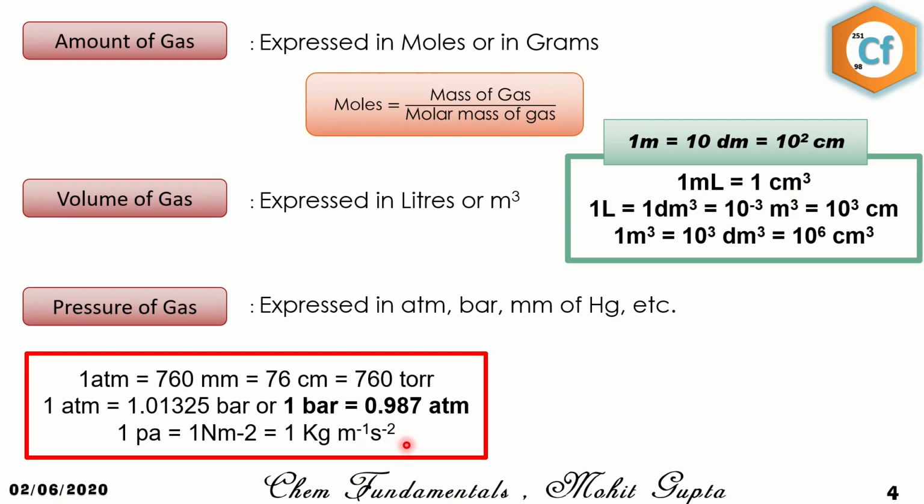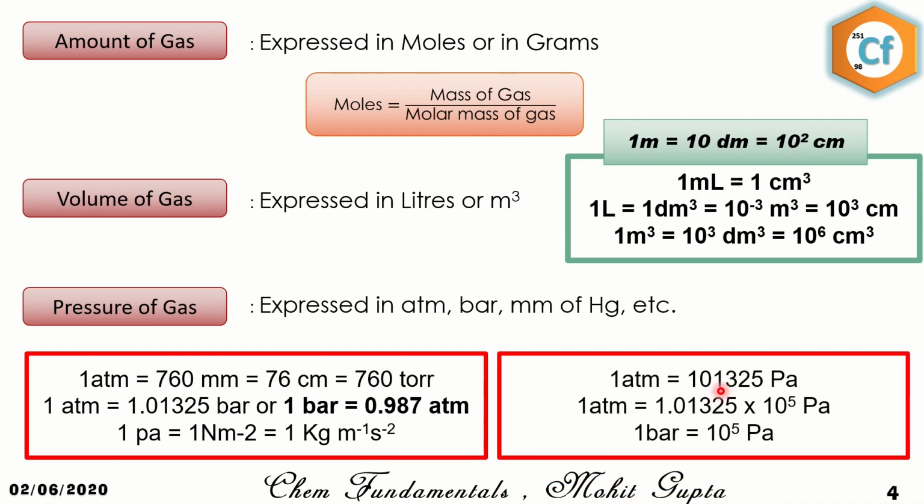kg per meter per second square. So these are the kind of dimensions, and you can easily find them using the formulas. Next is 1 atm is equal to 101.325 kilopascal. Actually 1 atm is equal to 1.01325 bar, and 1 bar is equal to 10 to the power 5 Pascal.